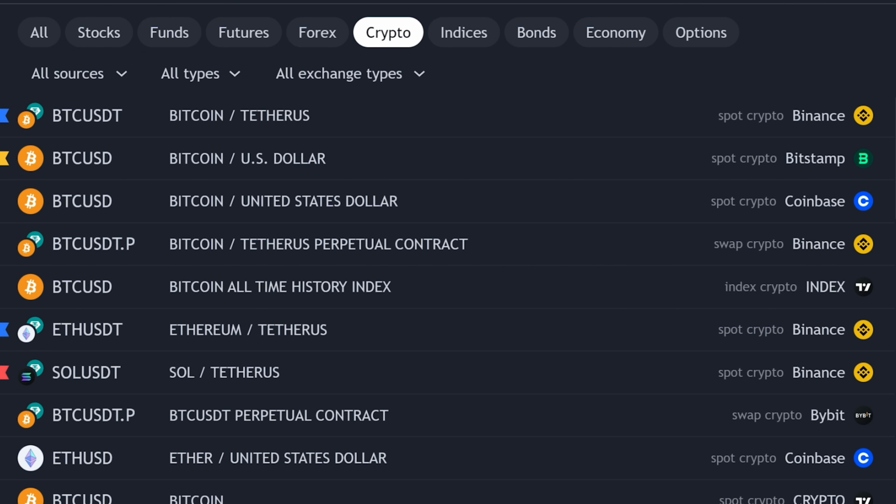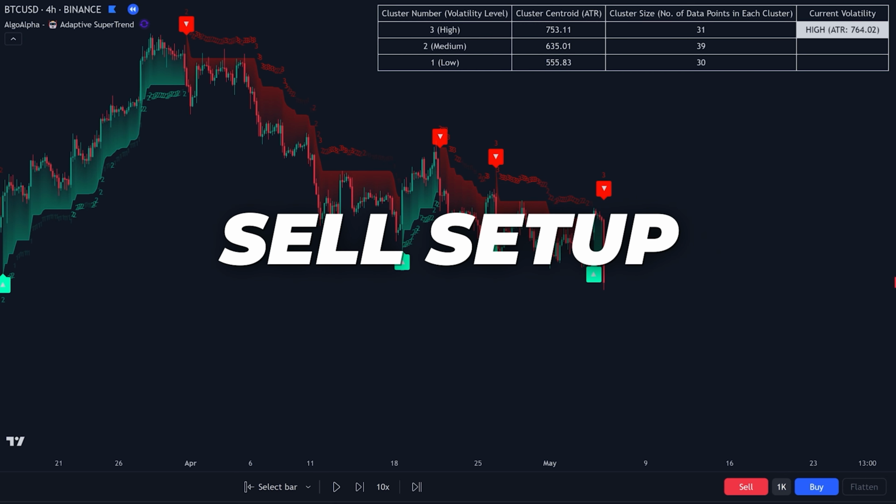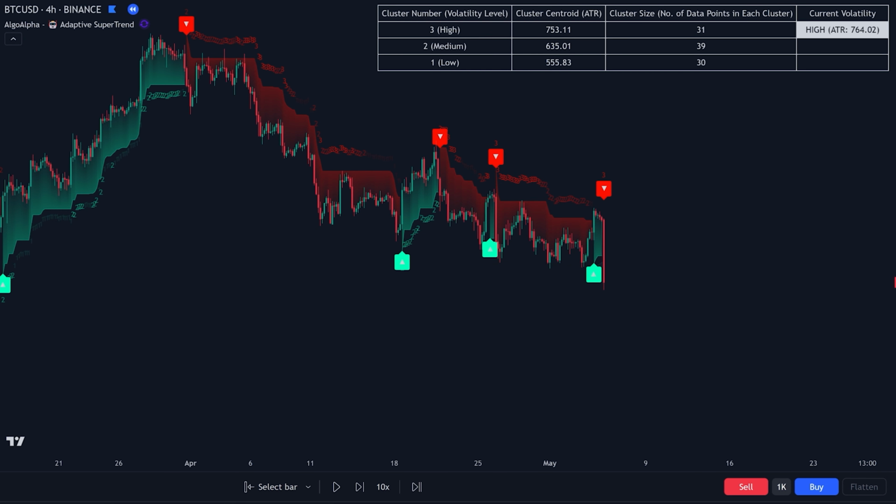Now, let's apply the indicator on a cryptocurrency chart. Sell trade setup. The Machine Learning Adaptive SuperTrend indicator is signaling a bearish trend, as indicated by the red trend zone. The price has recently bounced off the upper boundary of the trend channel, with the red triangle confirming a potential sell entry. The current high volatility level further confirms this setup, suggesting strong market movement.